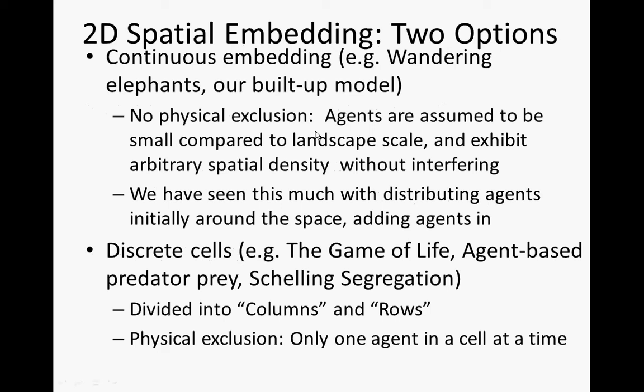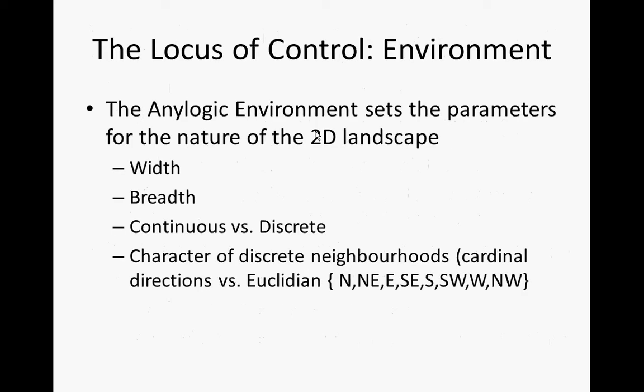And we've seen this with distributing agents around the space. We didn't really care much if the agents were overlapped in their representation because, as Robin inquired, the agents conceptually are at a point in space. By contrast, there's another form of spatial embedding also supported by Anylogic and illustrated in, for example, the Schelling segregation model, which he showed during his talk, where the space is divided into a set of discrete cells. They're divided into columns and rows, and there's physical exclusion. Only one or zero agents can be in a given cell at a given time. Okay, so there's kind of a physical exclusion. Either you're here or someone else is here or nobody's here.